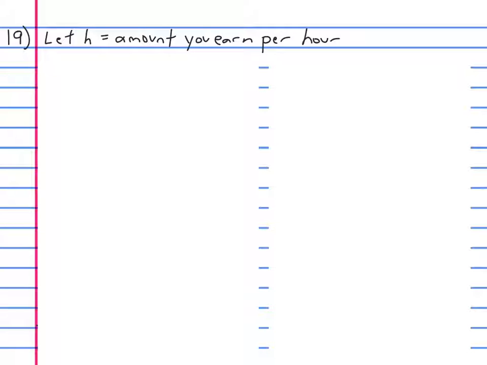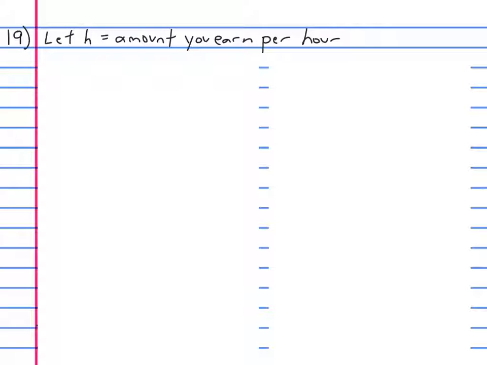Now, H. What does H stand for? Well, it's not the amount of hours that you work, because for number 19, they're telling you that you've only worked for 3 hours, so there's nothing variable about it. But how much do you earn per hour? That's what H is. So you can see up at the top I've written here, let H equal the amount you earn per hour. Your hourly rate is what they call it.